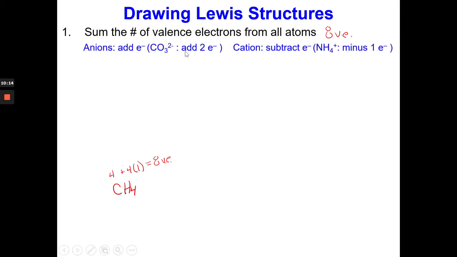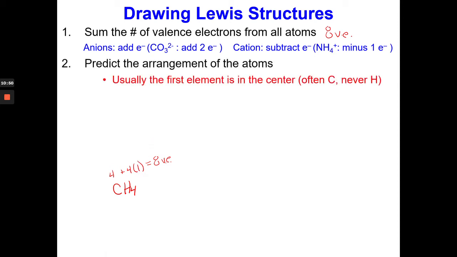Now, if I was dealing with an anion, like carbonate, which has a negative charge, I figure out how many electrons are in the carbon and 3 oxygens, and then I add 2 more to that because I have a 2 negative charge. If I have a cation, like ammonium with a 1 plus charge, I figure out how many valence electrons nitrogen has, plus 4 hydrogens, and then I subtract 1 from that number because it has to have a positive charge, so I lose 1. In this case, we're not dealing with anions and cations, so it doesn't apply.